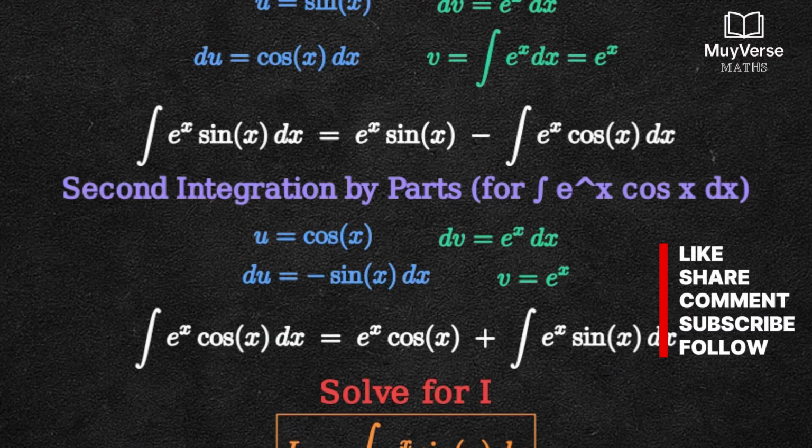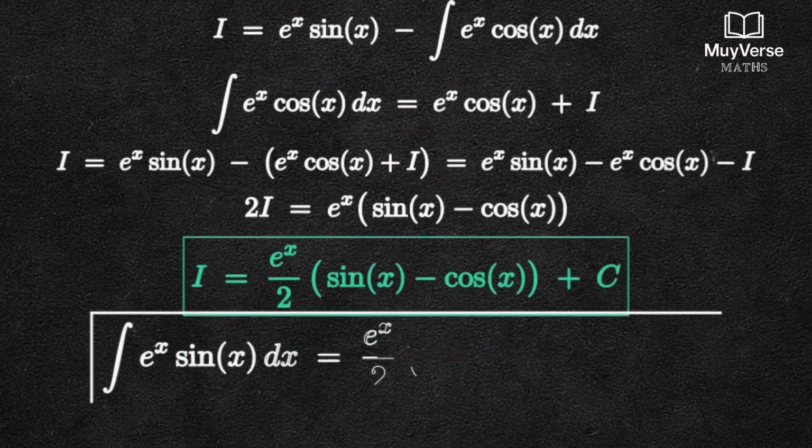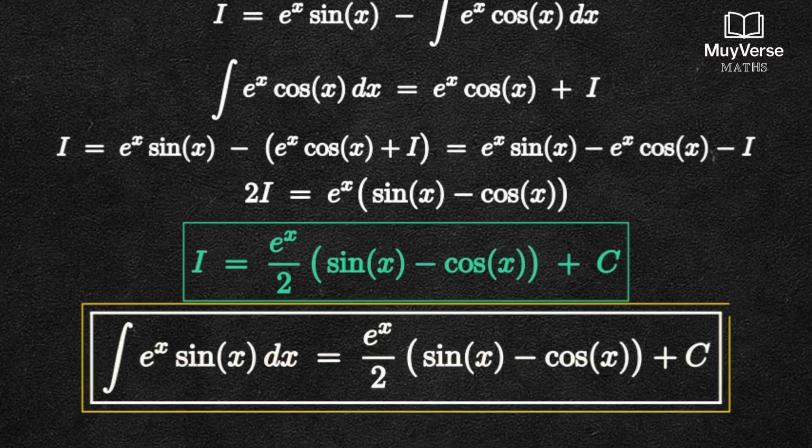Move terms to solve. 2I equals e to the x times quantity sine x minus cosine x. Therefore, I equals 1/2 e to the x times quantity sine x minus cosine x plus the constant c. We are done. The integral of e to the x times sine x dx equals 1/2 e to the x times sine x minus cosine x plus the constant c.